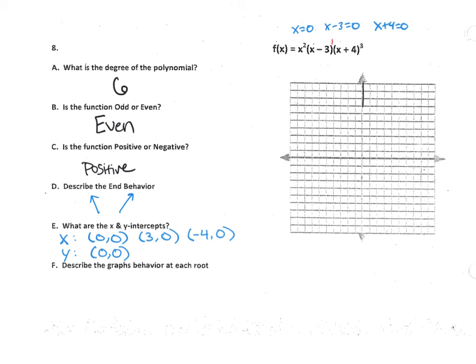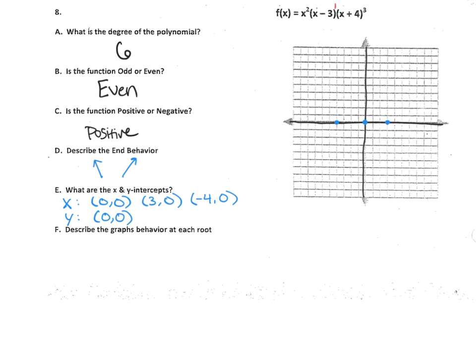I'm going to go through right now and graph everything that we have so far, and then we'll do that last piece where we describe what's happening at the roots. So let's see, I know we have (0, 0). We have (3, 0) and (-4, 0). Okay, so we have that so far. Lastly, again, we're going to look at the root, the multiplicity, and we'll kind of draw a picture for it as well.